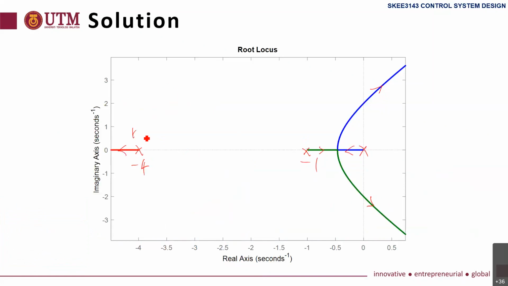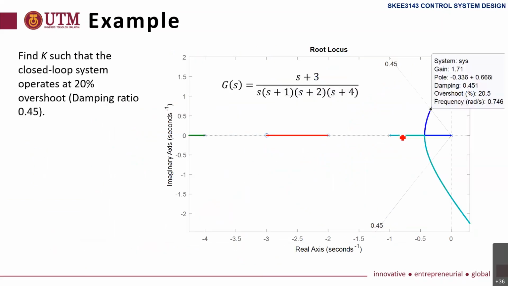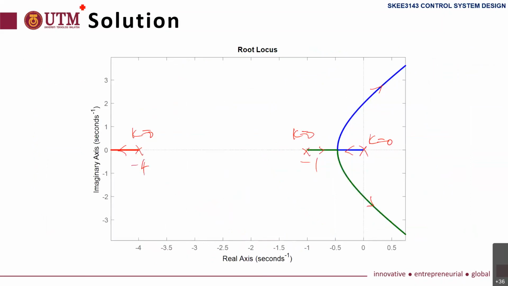Normally we write K equals 0 here, K equals 0 here, and K equals 0 here. You should be able to get this. I hope you have done it. That is very, very important. So next, we want to find K for the damping ratio.